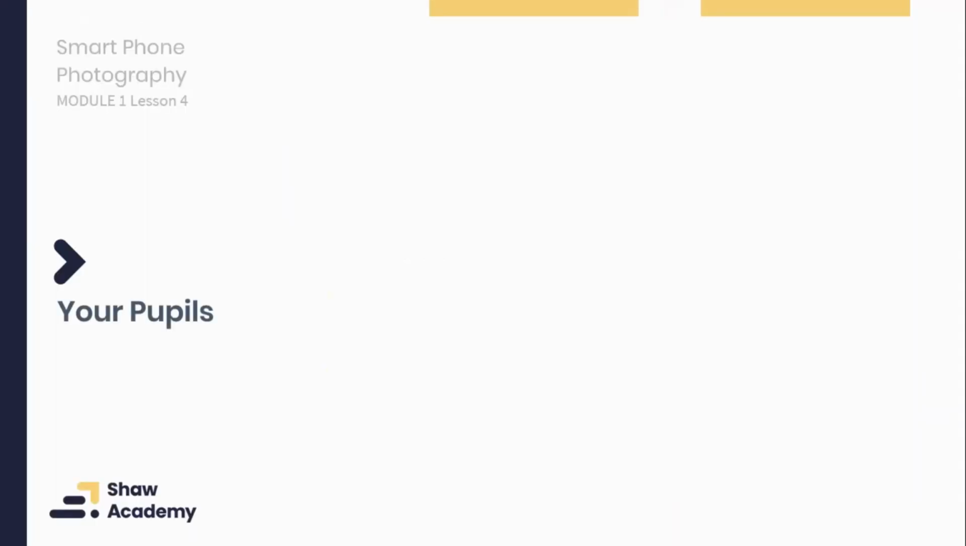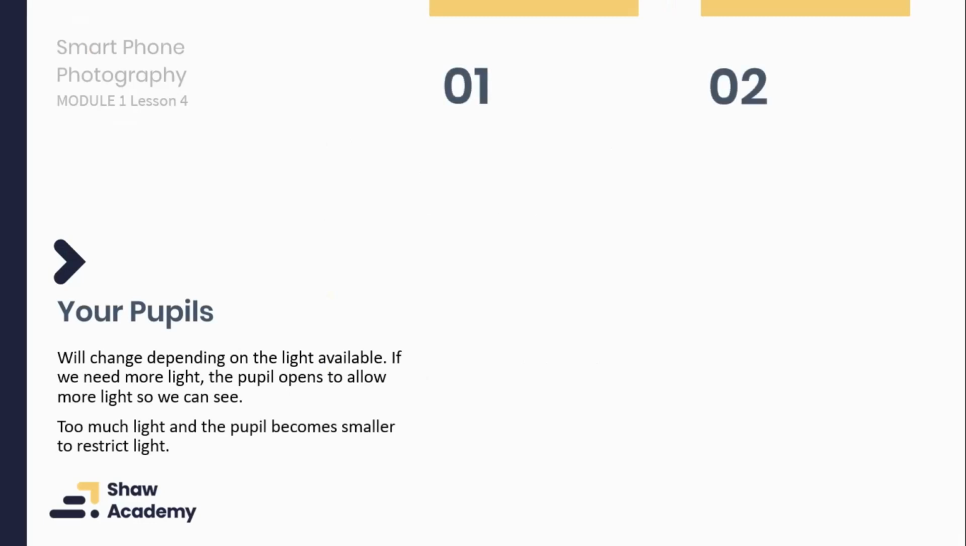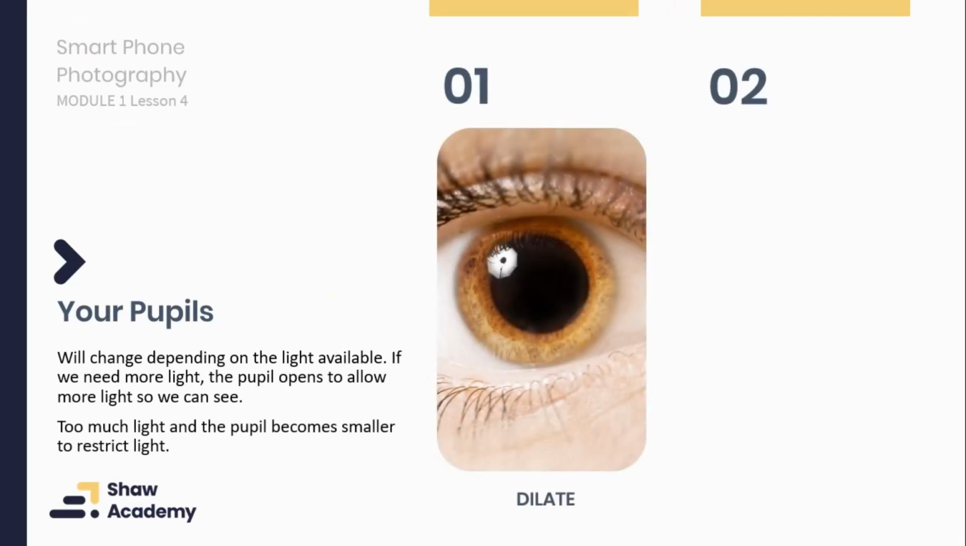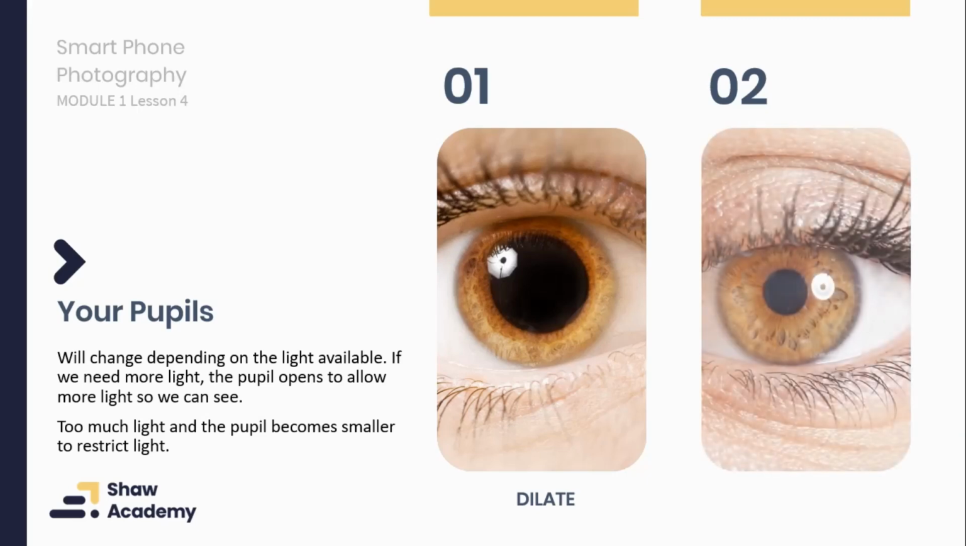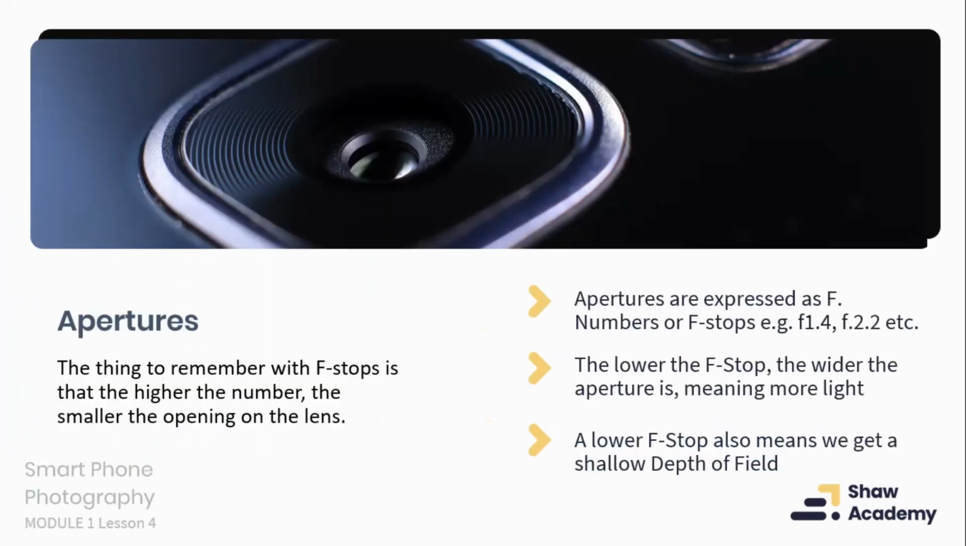Now, your pupils, as I mentioned, will change depending on the light available. So we understand that when there's not a lot of light available, the iris opens up to allow light to pass through, and that when it's constricted, less light passes through, and that our apertures work in the exact same way. Okay, but we have a fixed aperture. We cannot change the aperture setting, so it makes achieving depth of field tricky. And that, as I mentioned before, it is still possible, and that is what we're going to explore.